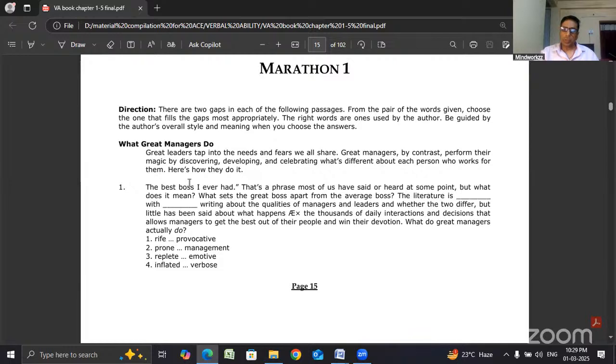Now the article starts. The best boss I ever had. That's a phrase most of us have said or heard at some point. But what does it mean? What sets the great boss apart from the average boss? The literature is replete with writing about the qualities of managers and leaders and whether the two differ. But little has been said about what happens to the thousands of daily interactions and decisions that allows managers to get the best out of their people and win their devotion. What do great managers actually do?